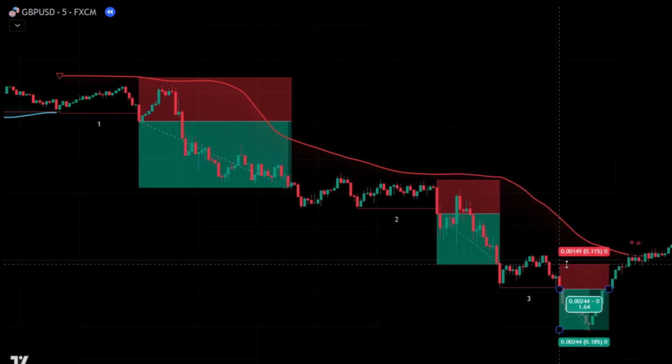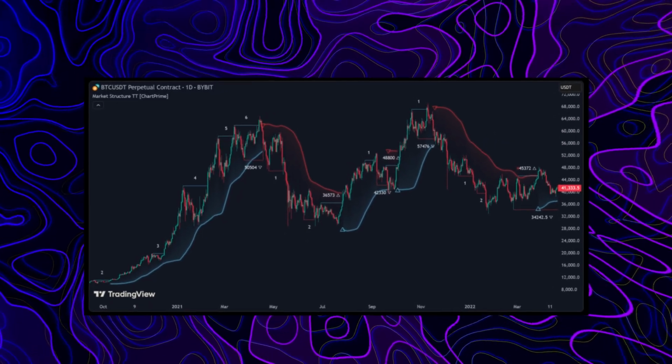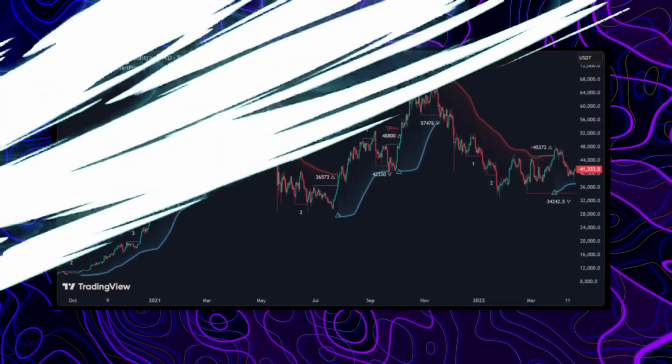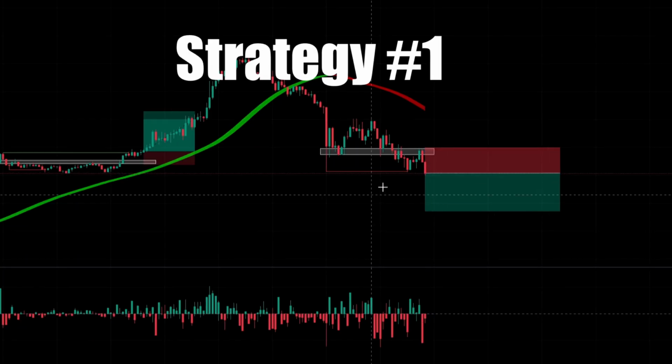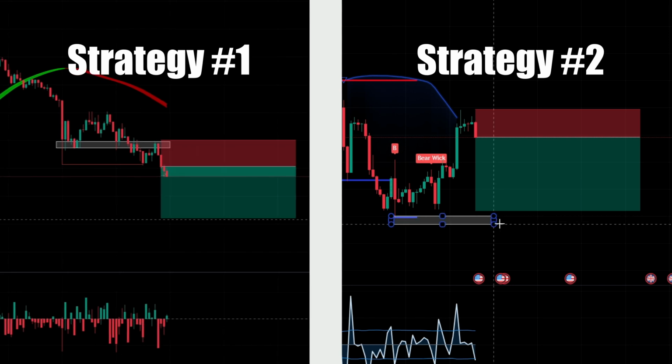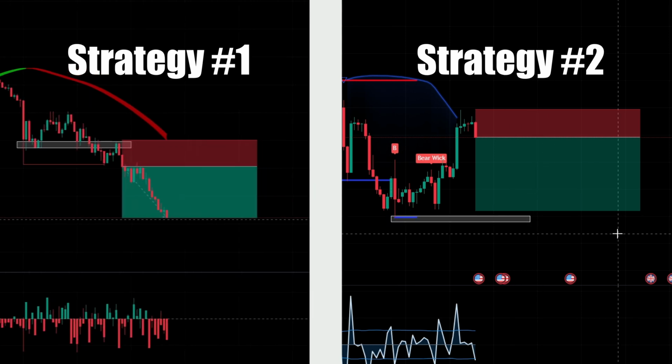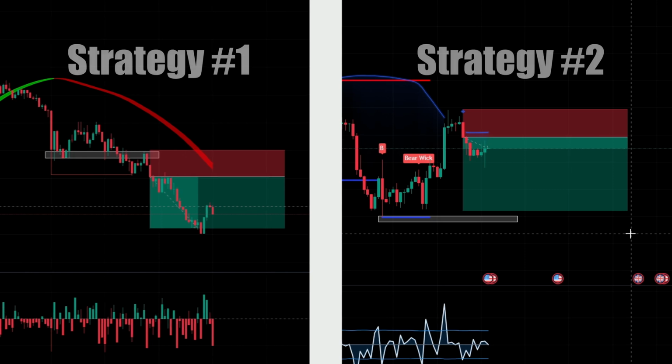And so on. If you want to learn how to use this new and completely free indicator, and to turn it from this mess to this simple and useful price action tool, and use it with other indicators to create 2 profitable strategies, make sure to stick around for the whole video, and I will explain everything in depth.